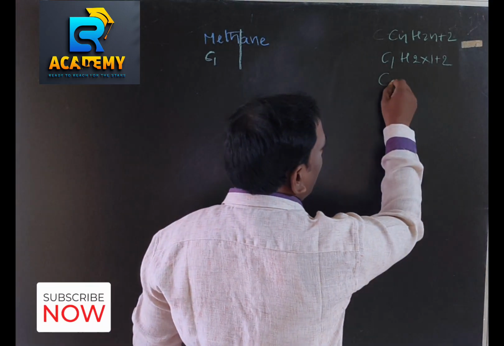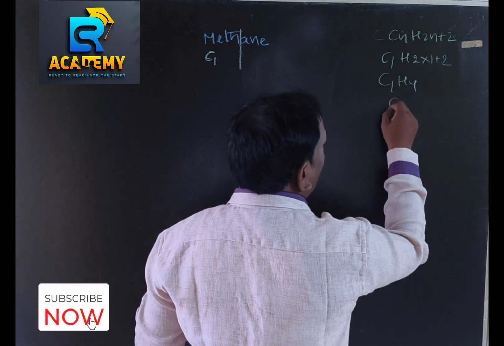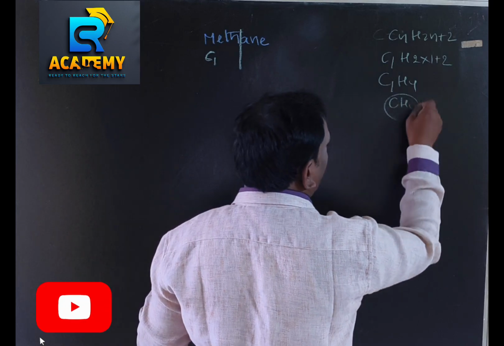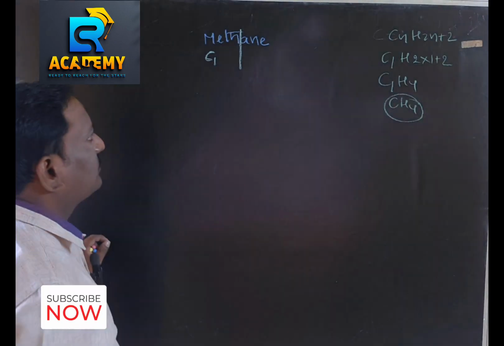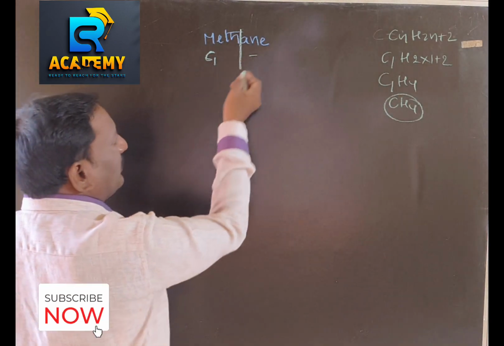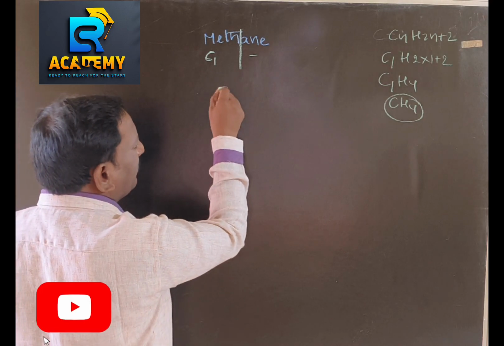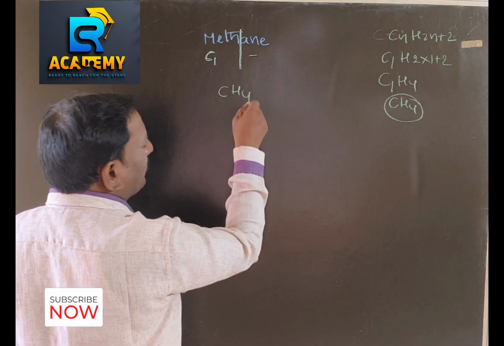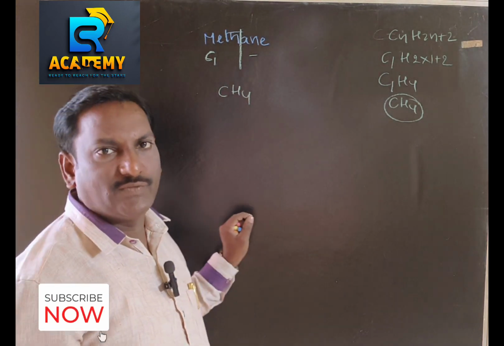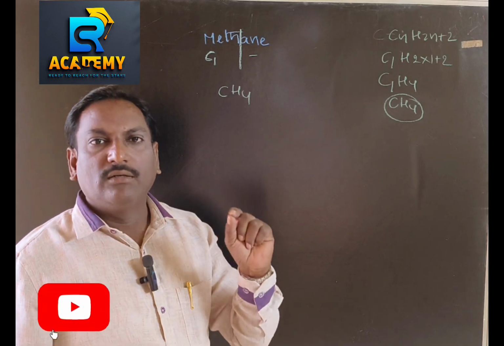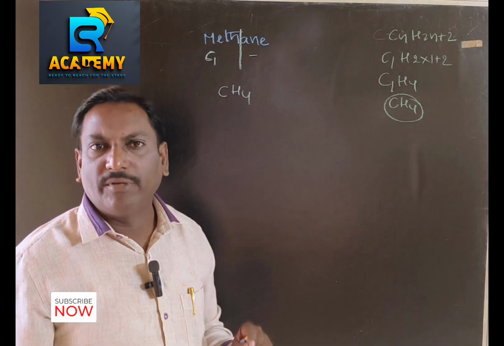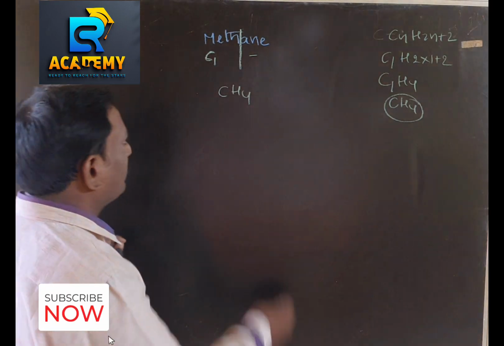Total C1H4, that is CH4. So only single bonds. The chemical formula of methane is CH4. Question number 1: chemical formula of methane. That is CH4.